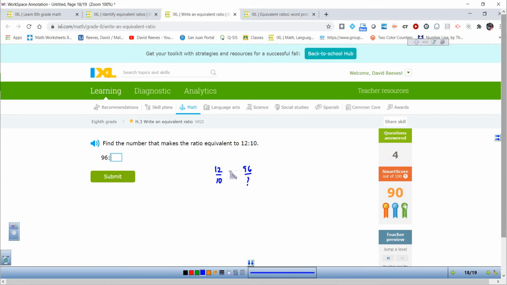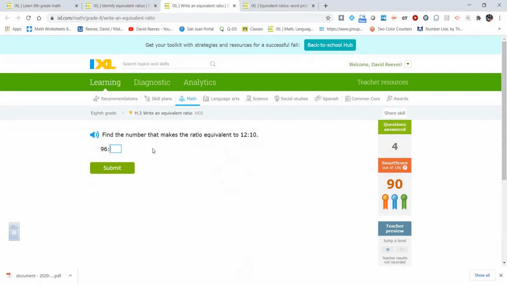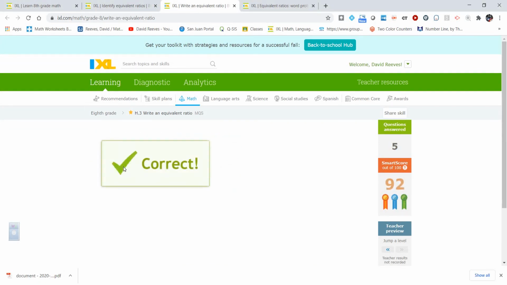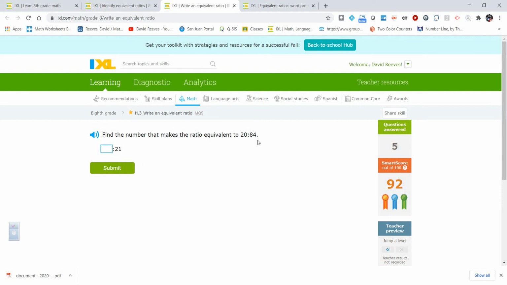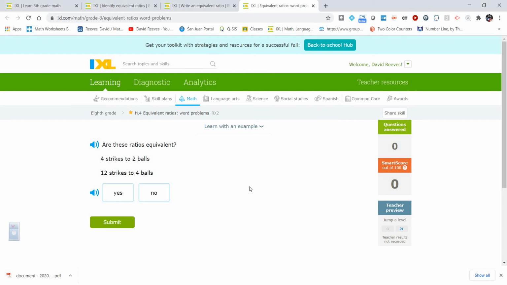Okay, the question is, what do I multiply 12 by to get to 96? Well, 12 times 8 is 96. So that means I have to multiply 10 times 8, and I hope you guys all know that 10 times 8 is 80. All right, so that's how you can do those problems. One more set of practice problems. H4. Now we got some word problems.